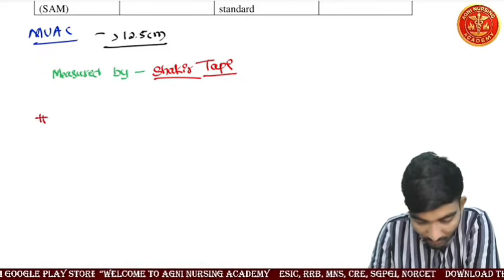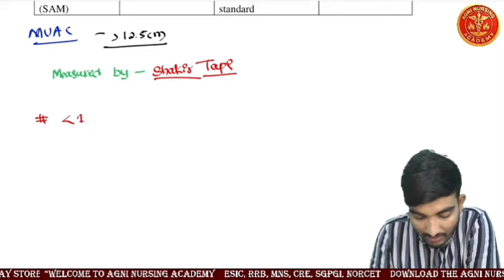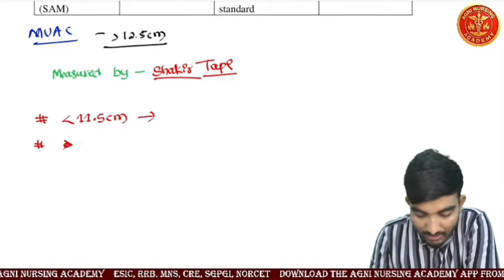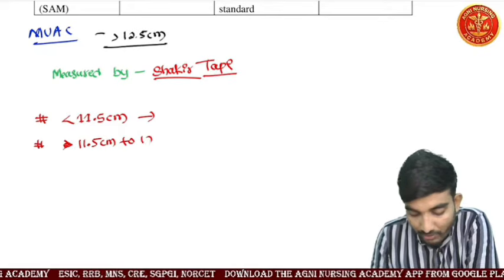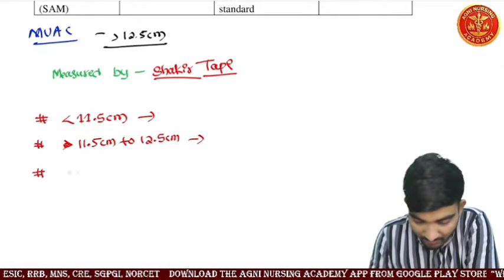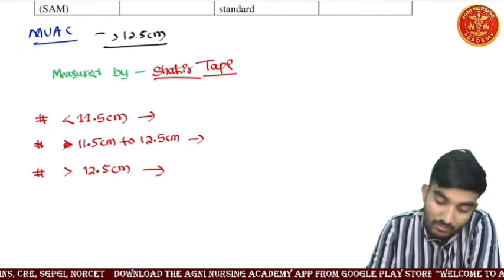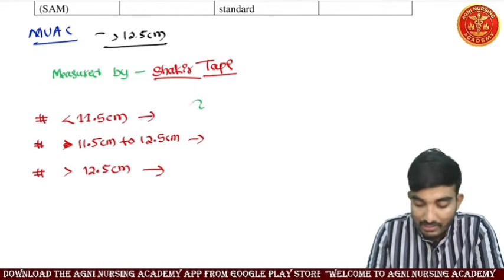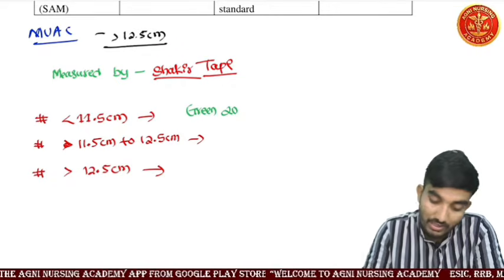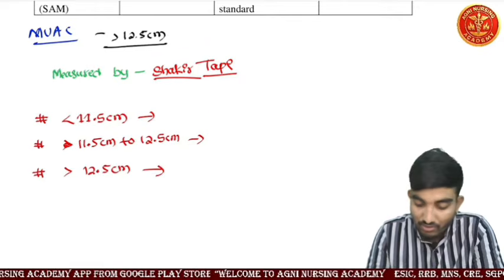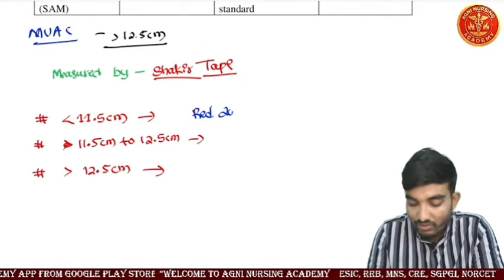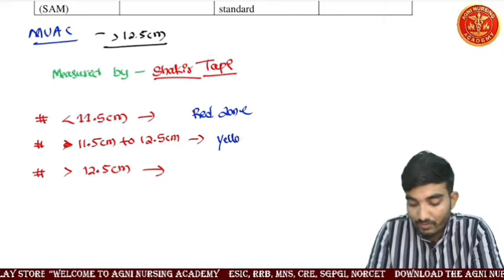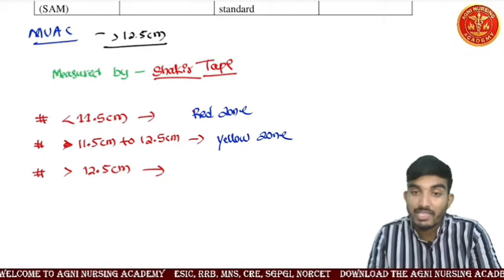First, mid-upper circumference less than 11.5 centimeter, then between 11.5 centimeter to 12.5 centimeter, and more than 12.5 centimeter. If mid-upper circumference is less than 11.5 centimeter, it is the red zone. If it is between 11.5 centimeter and 12.5 centimeter, it's the yellow zone, and if it is more than 12.5 centimeter, then it's the green zone.